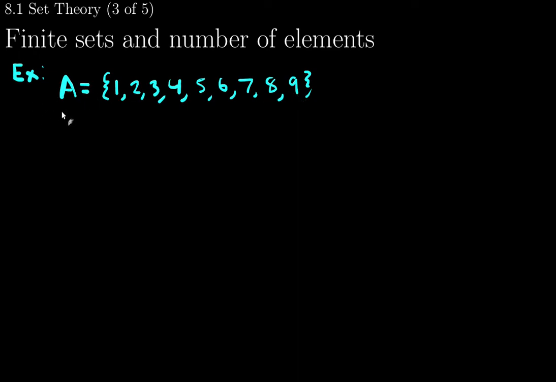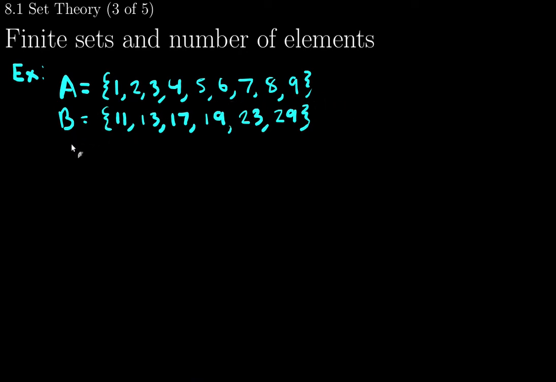Another example would be the set of prime numbers between 10 and 30. So that could be 11, 13, 15 is not prime, neither is 12 and 14 for that matter. 17 is prime, 19 is prime, 23 is prime, and 29 is prime. So these are all the prime numbers between 10 and 30.